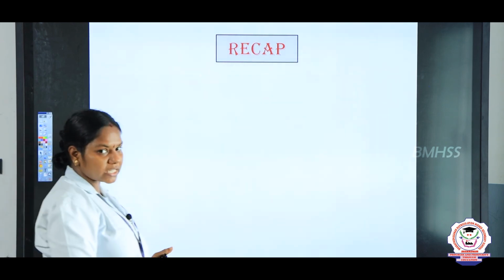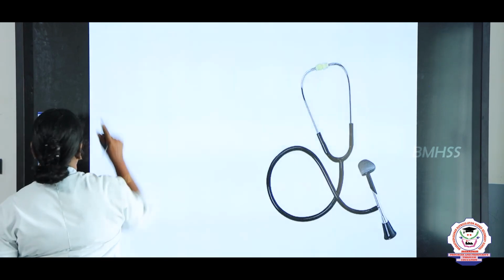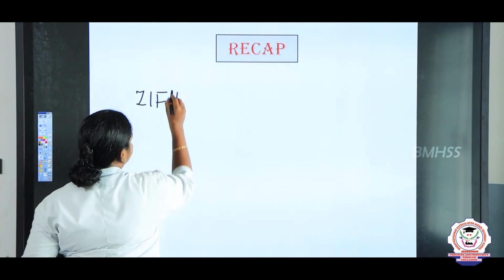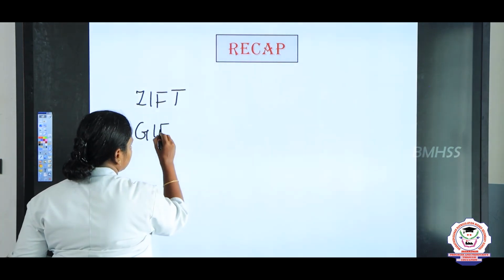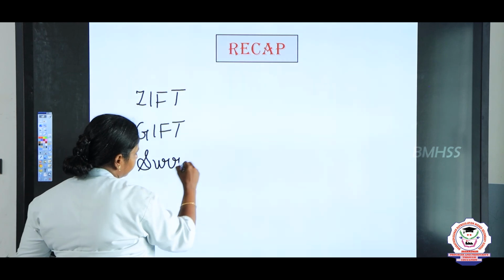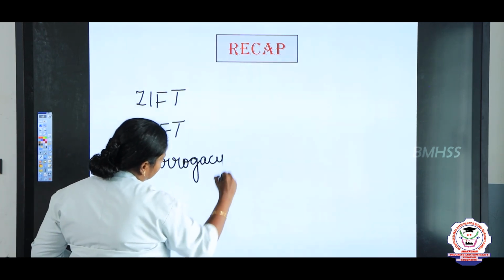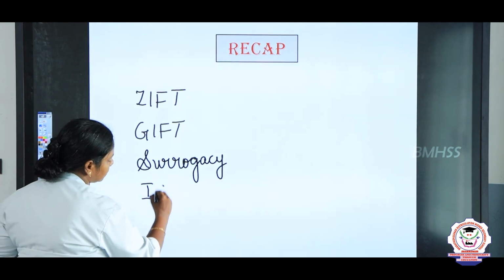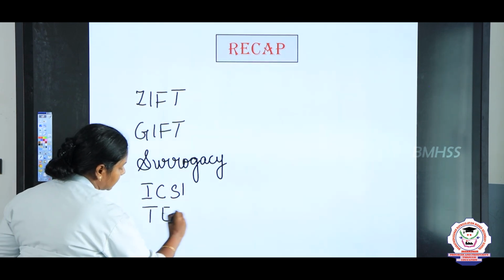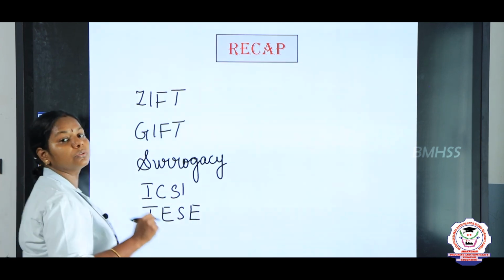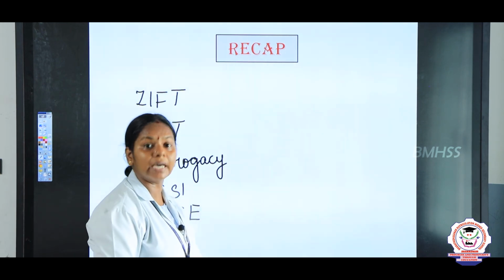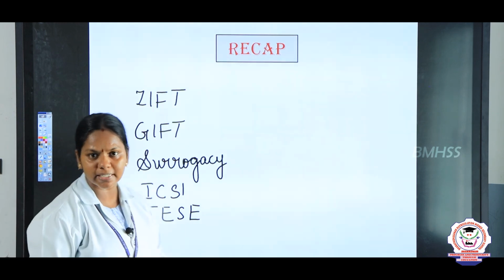So, children, what are all the things we studied? We discussed ZIFT, zygote intrafallopian transfer, and next GIFT, gamete intrafallopian transfer, and then surrogacy, and next intracytoplasmic sperm injection, and then we discussed microtesticular sperm extraction, and then how to diagnose the fetal abnormalities: ultrasound, chorionic villi sampling, and by using the fetoscope. So, these are all the topics we discussed in this session.